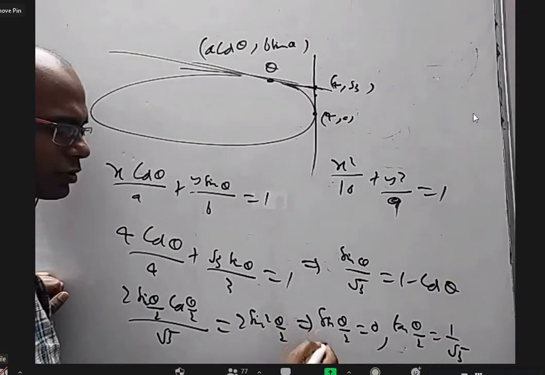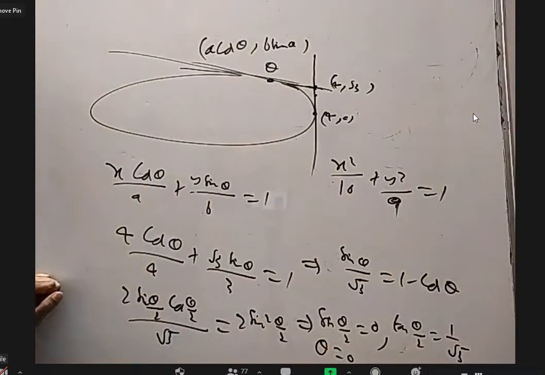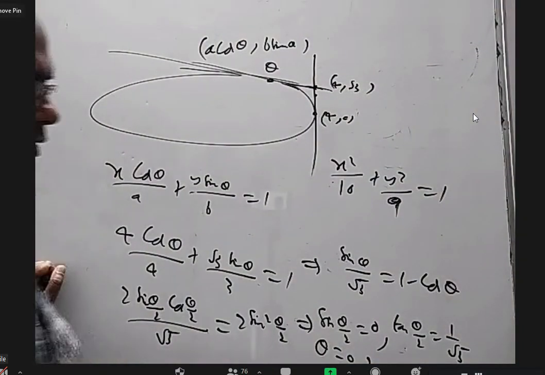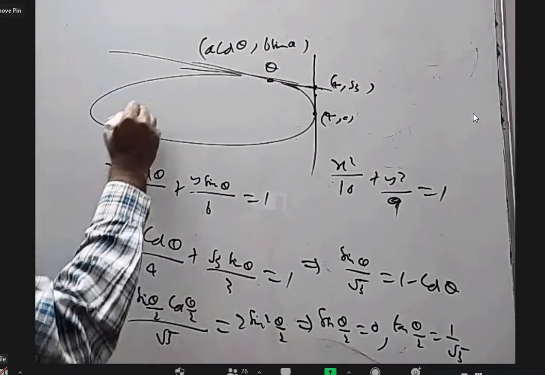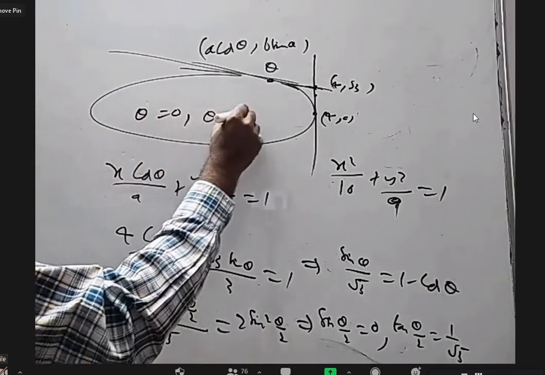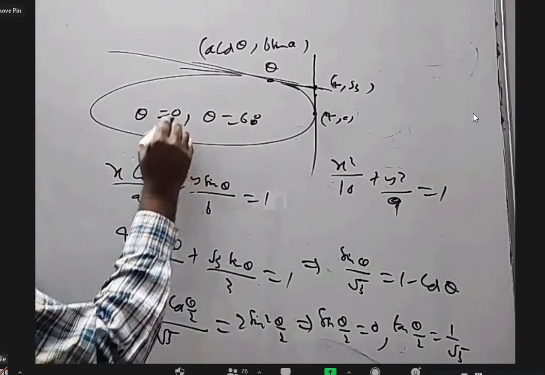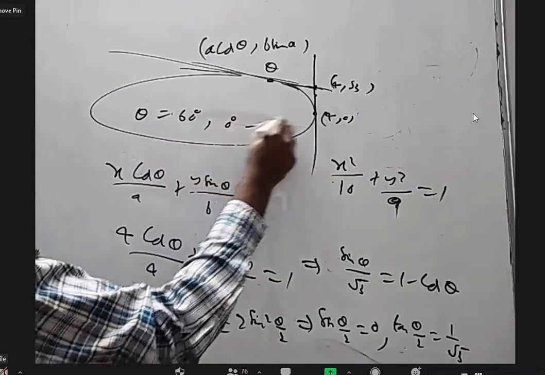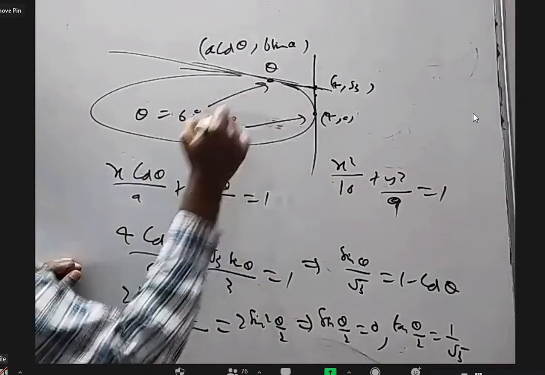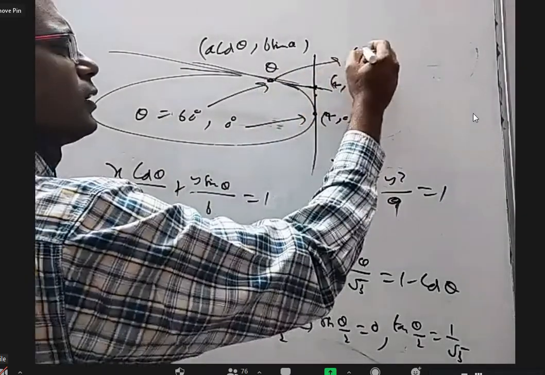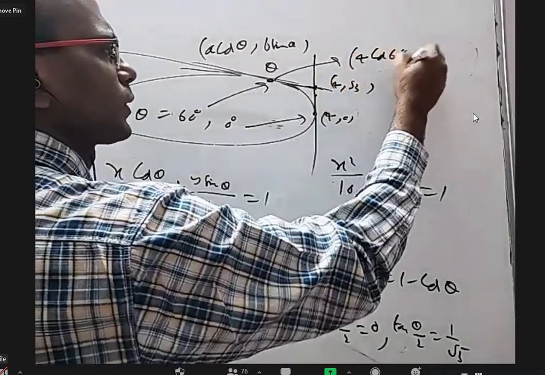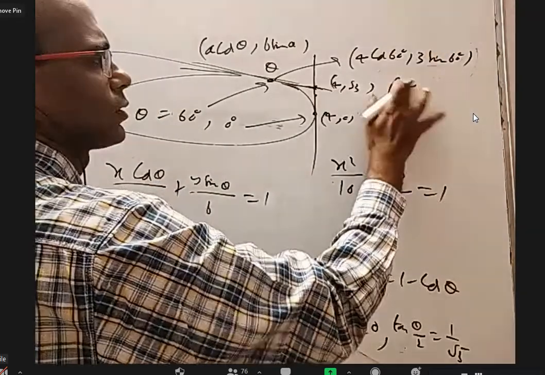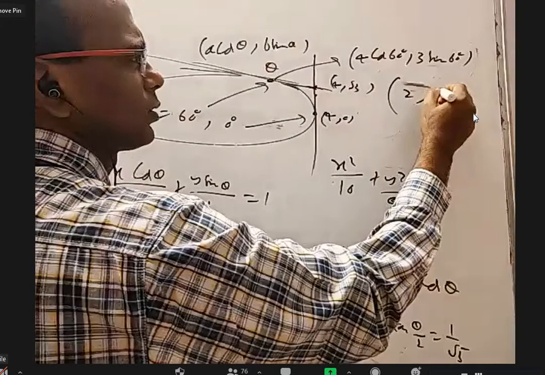Sin theta by 2 is 0 means theta is 0. And tan theta by 2 is 1 by root 3 means theta by 2 is 30, so theta is 60. So finally you get theta equal to 0 and theta equal to 60. Theta equal to 60 degrees will be this point, and that will be 4 cos 60 and 3 sin 60. That is 2 and 3 root 3 by 2.